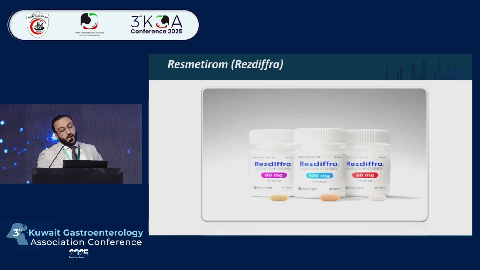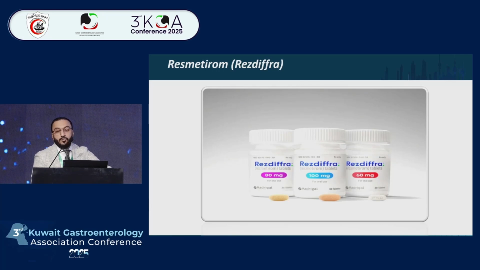This is our new treatment, the first targeted therapy, which is the beta-selective thyroid hormone receptor analog, resmetirom, Rezdiffra. The problem with Rezdiffra is it's expensive. It's not available yet in our country. We are expecting it in 2026, based on the company that we spoke to at AASLD.